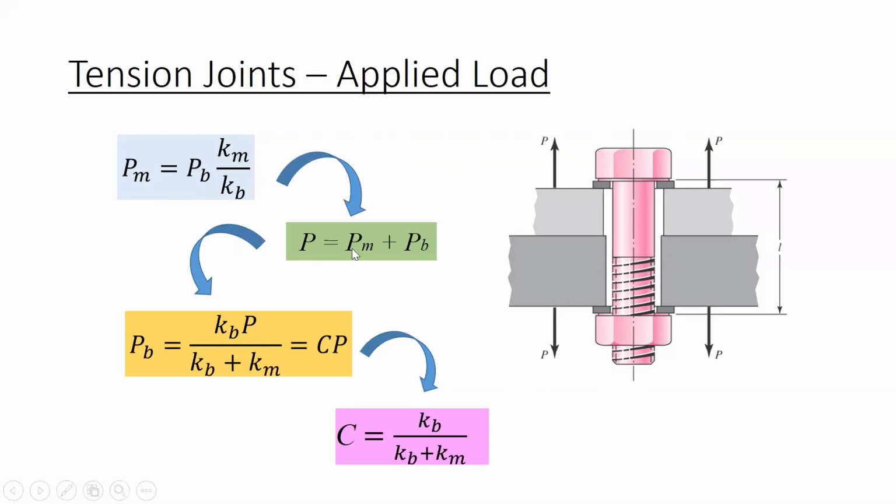And then we also remember our original formula. The total load P is equal to PM plus PB. So we get this new expression for PB equaling KB, the bolt spring constant, times P over KB plus Km, which we are going to set equal to C times P. And this C is what becomes useful. So C is called the stiffness constant of the joint, and it is equal to the spring constant of the bolt divided by the sum of the bolt and member spring constants. So this pink box is really the useful part of this discussion.